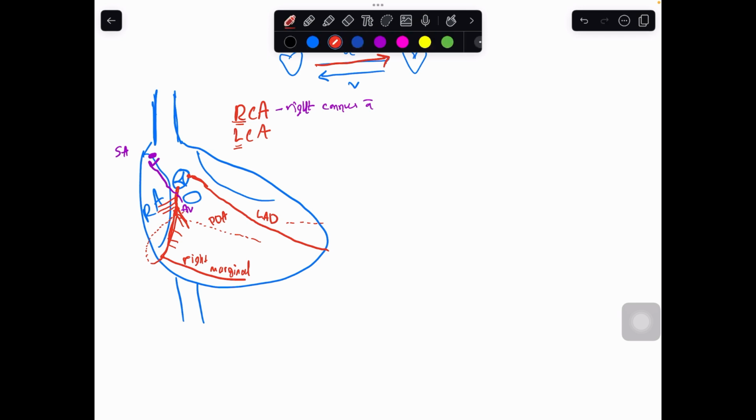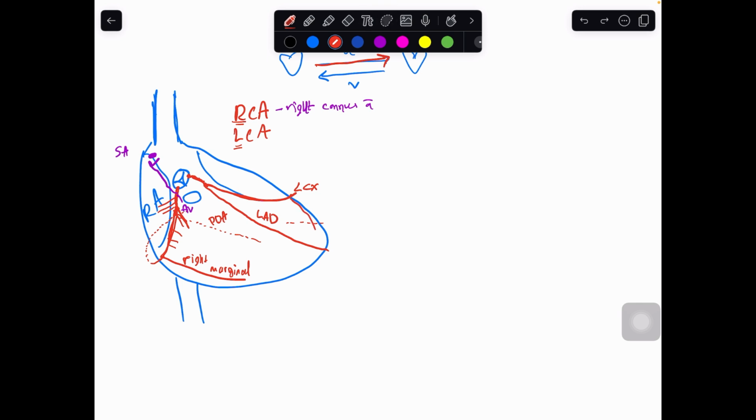The left coronary artery will also continue as another branch known as the left circumflex. So the left coronary artery gives us these two main branches, the left anterior descending, and it continues as my left circumflex artery. From the left circumflex artery, since it's the continuation of my left coronary artery, we have a lot of branches coming from the left circumflex.